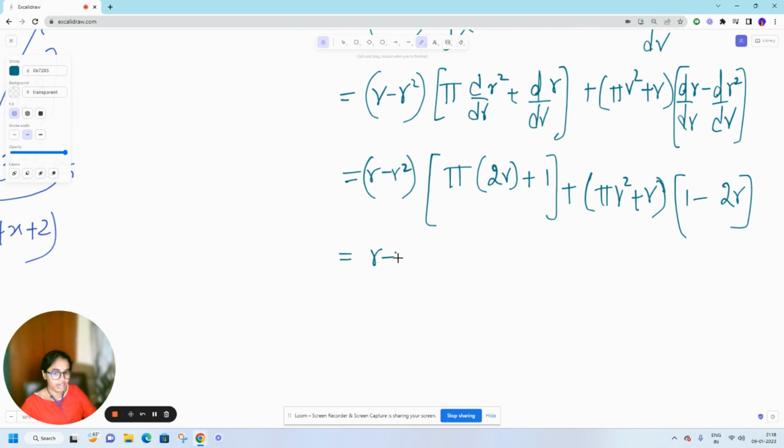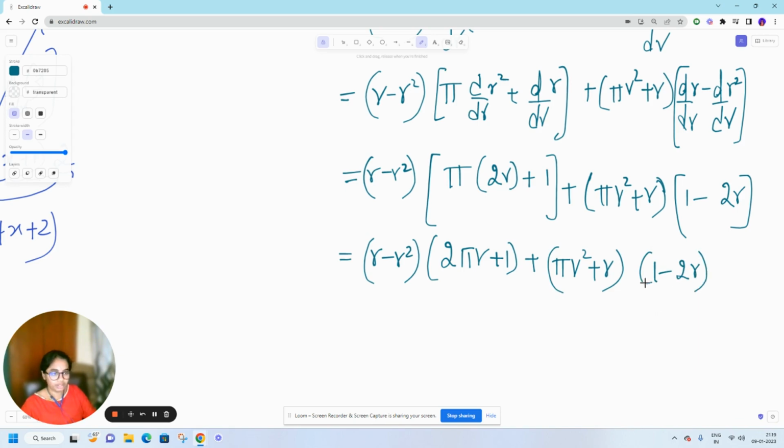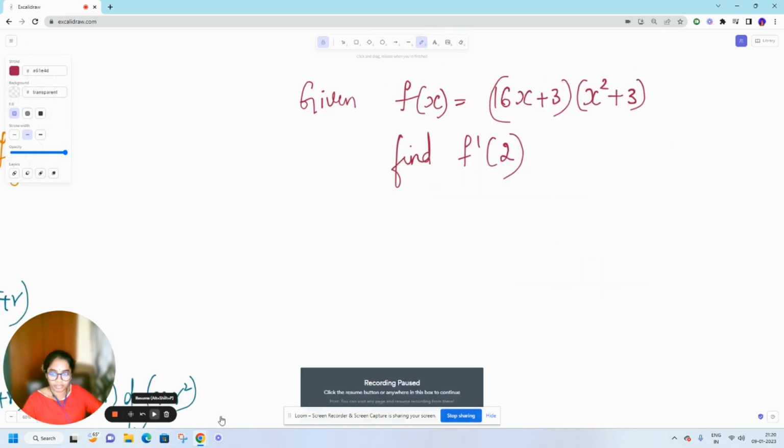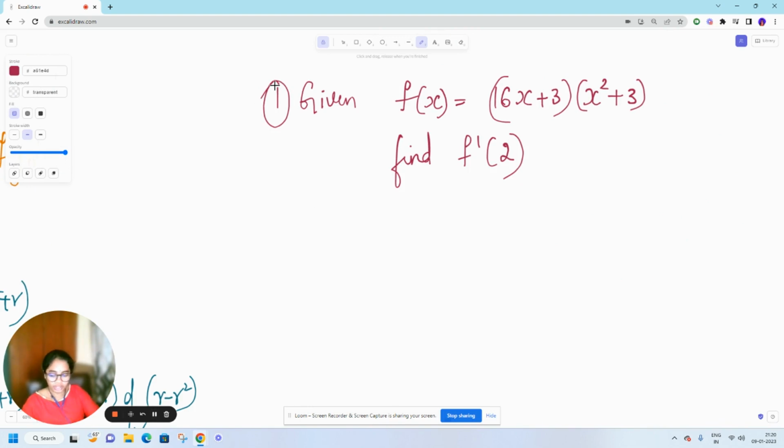Let me write it as r minus r square into 2 pi r plus 1 plus pi r square plus r into 1 minus 2r. Okay, this is our df by dr, or you can also denote it as f dash of r. This is just another way of representing our derivative. Okay, moving on to our next question.